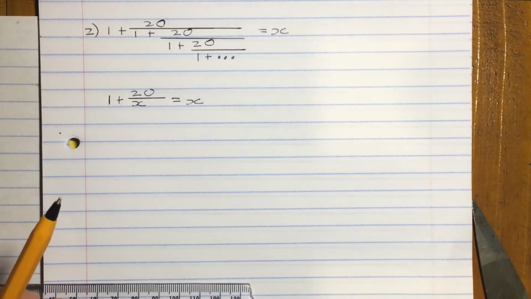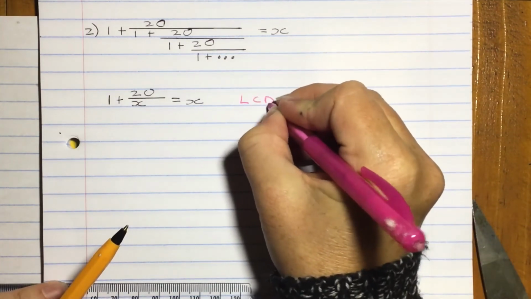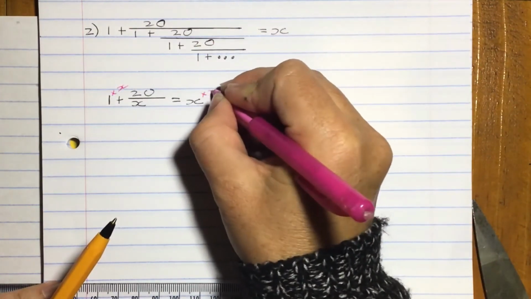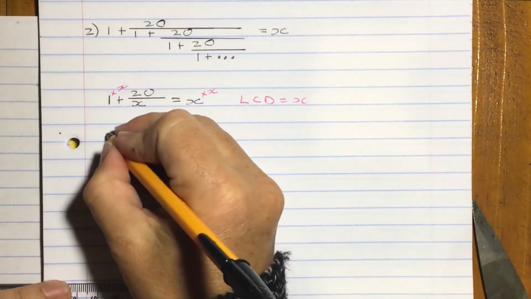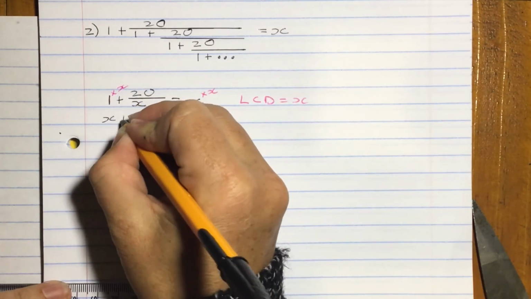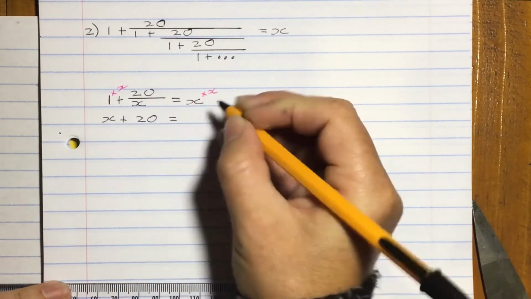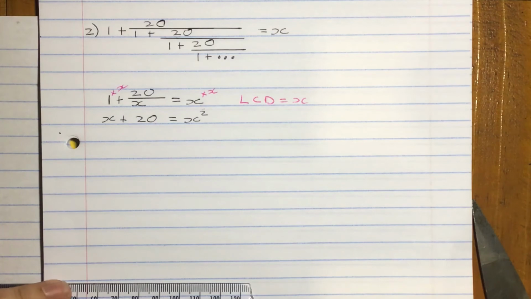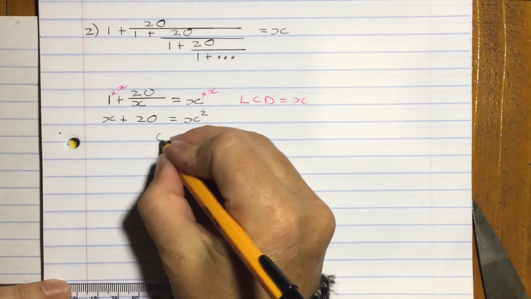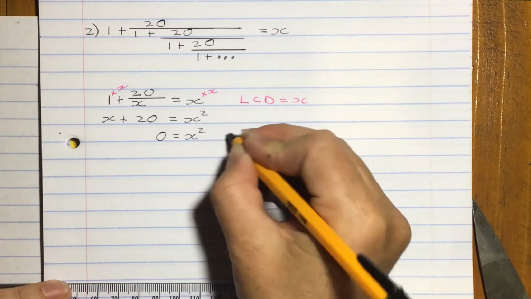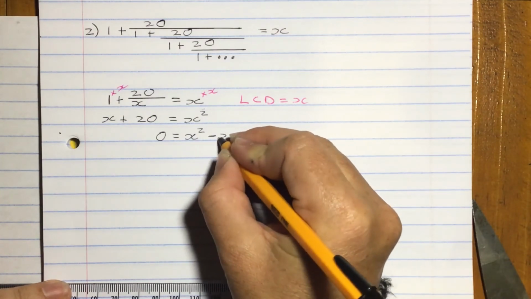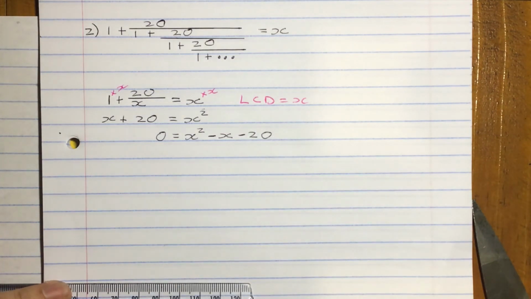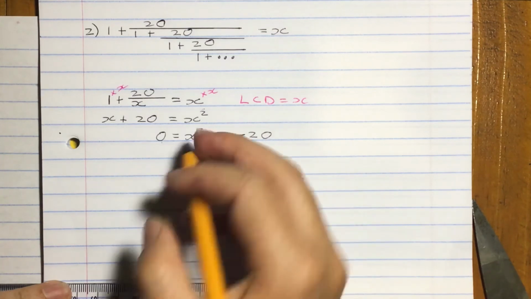Once again, your LCD is equal to x. And so you're going to go through and multiply every term by x to get rid of your denominator. And so you're going to have x plus 20 is equal to x squared. You immediately see the x squared and you know you're doing a quadratic equation. And so you make your equation equal to 0, preferably keeping your x squared positive, making it easier to factorize. Now that we've got it equal to 0, we're going to factorize.